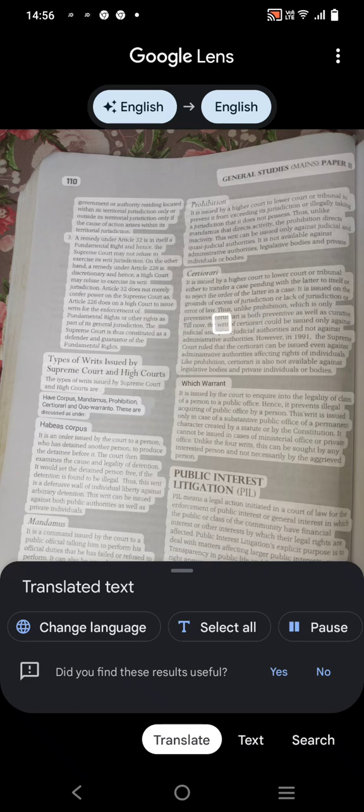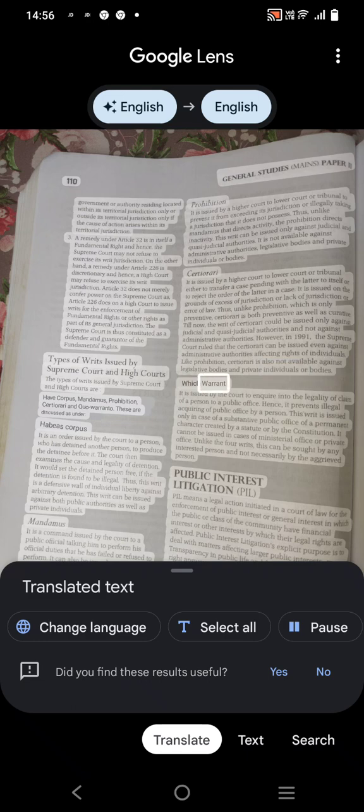Till now, the writ of certiorari could be issued only against judicial and quasi-judicial authorities and not against administrative authorities. However, in 1991, the Supreme Court ruled that the certiorari can be issued even against administrative authorities affecting rights of individuals, like prohibition. Certiorari is also not available against legislative bodies and private individuals or bodies.